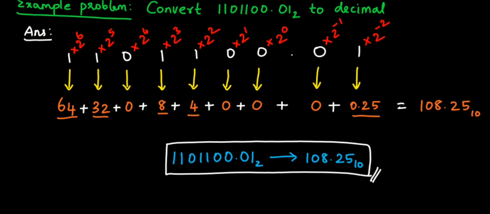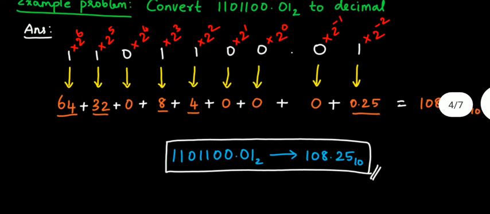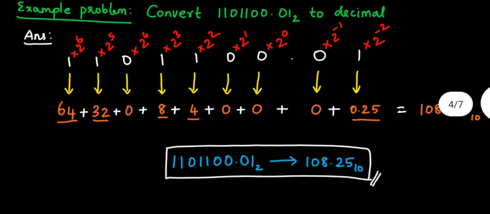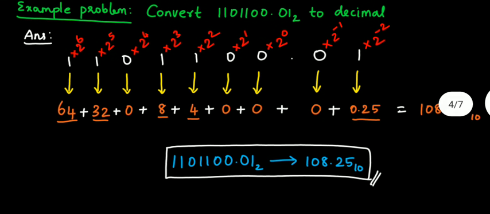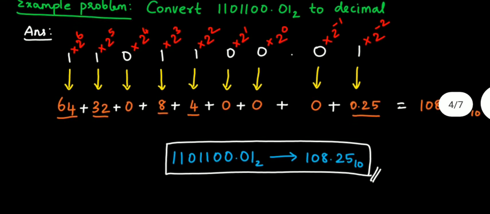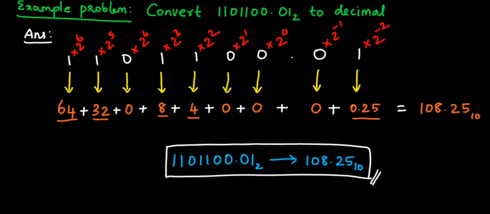Generally, to get the decimal number from any other number system, there is a method that we are seeing now. That is, multiply the digits with their corresponding weights, or position values. So see here, in this number, 1101100 is the integer part and 0.01 is the fraction part.